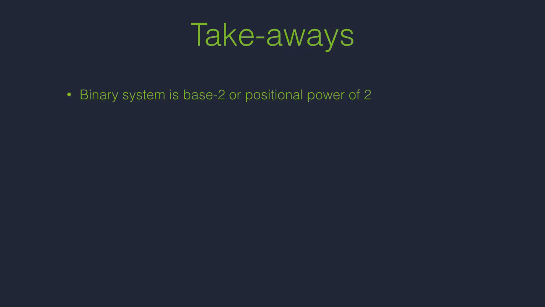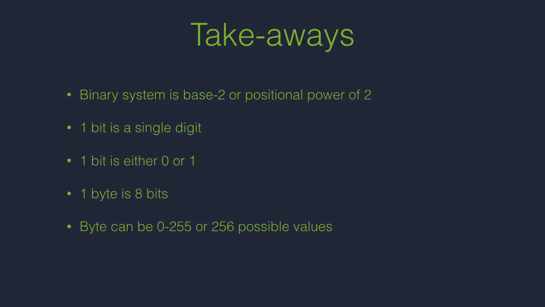Let's do some takeaways here. The binary system is a base 2 or positional power of 2. 1 digit, right, is 1 bit. A bit, one single bit, is either 0 or 1. That's it. That's why it's base 2. A byte is 8 bits, and a byte can be a number set of 0 to 255, and that gives us 256 possible values.